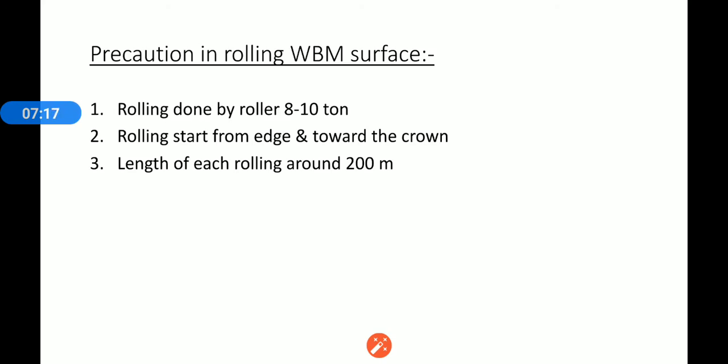The roller should not be reversed at one and the same place. Water should be sprinkled and not poured by bucket while rolling. Next one, the rolling should be done for about 80 passes until refusal.